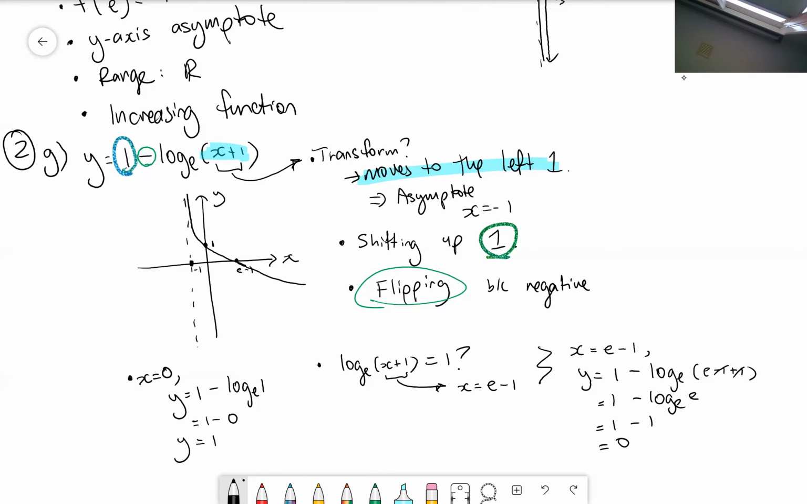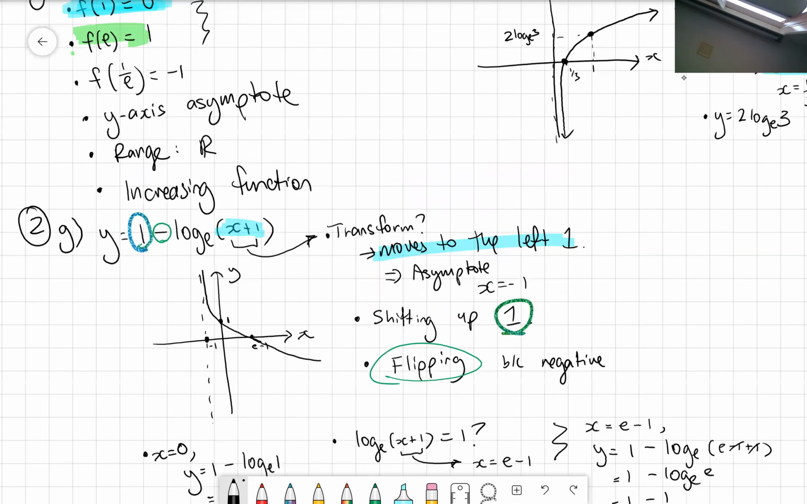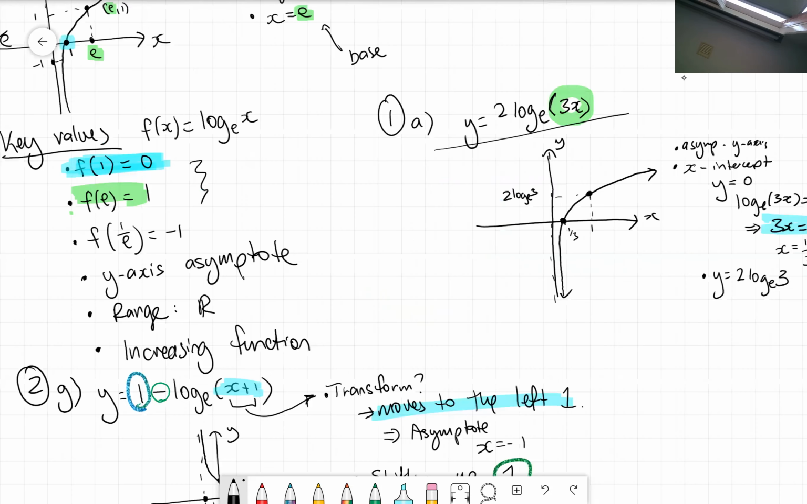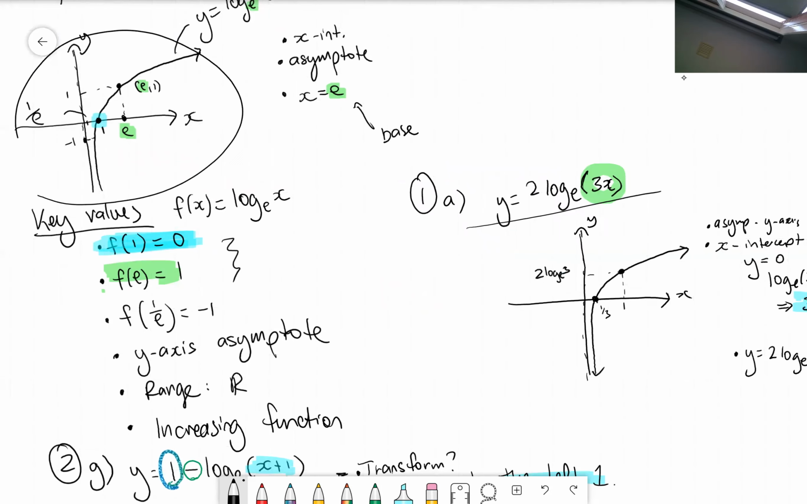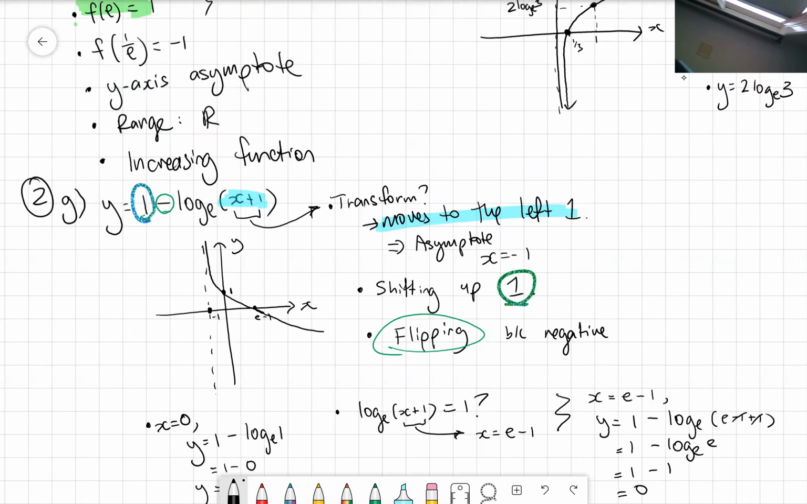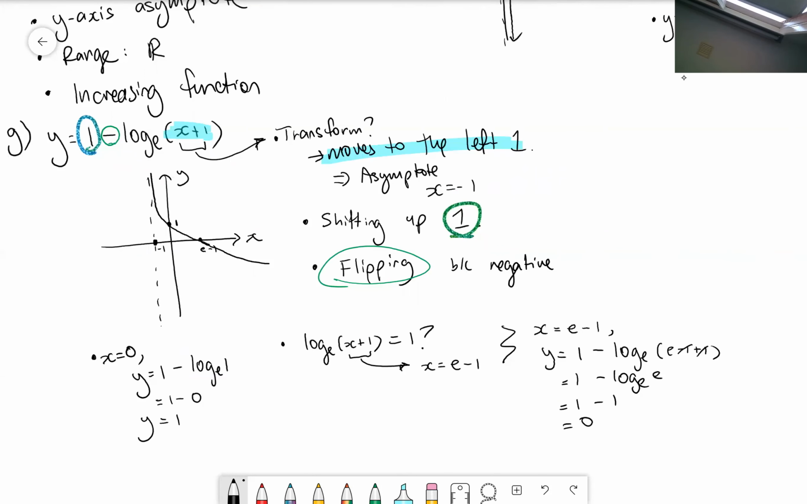So you can kind of see why we spend a bit of time doing transformations, because if you know how to graph one graph, like this one up here, you can graph them all by looking at transformations. Once you've done that, I know you've got a bit of catching up to do, have a go at 2h for me, guys.